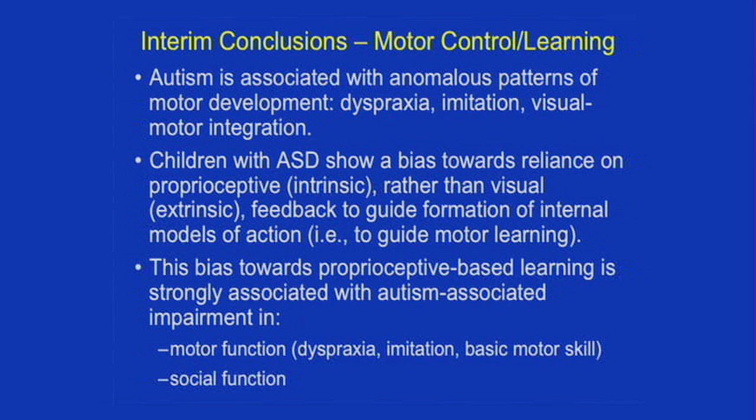So the interim conclusions from the behavior is that autism seems to be associated with anomalous patterns of motor development, with dyspraxia, imitation, and visual motor integration impairments. They show in motor learning an abnormal reliance on proprioceptive intrinsic feedback from their own bodies and less on feedback from the external world. We now have two separate tests that we've done that are consistent in those findings. And this bias towards proprioceptive-based learning and the tendency to discount visual feedback is associated with autism impairments in not only motor function but also social function.